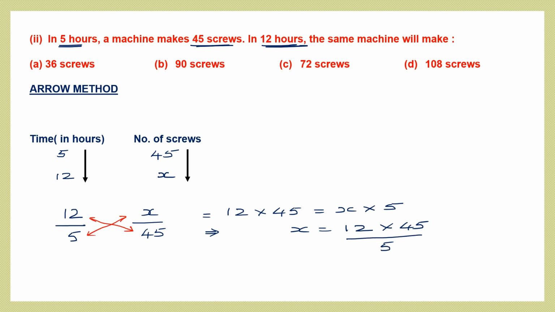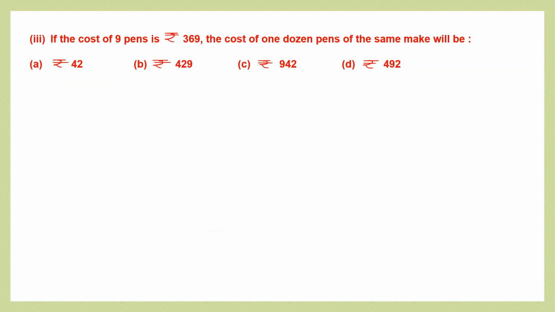Now let's cancel. 5 ones are 5 and 5 nines are 45. Now we just have to multiply 12 into 9. So 12 into 9 is 108. So we've got our answer. The number of screws is 108 and that is option D. This is our answer. Question 3.